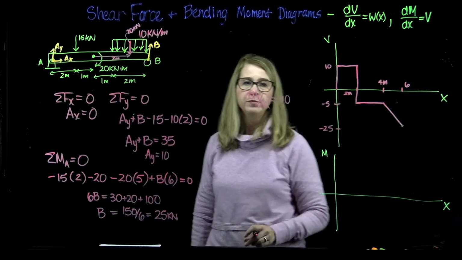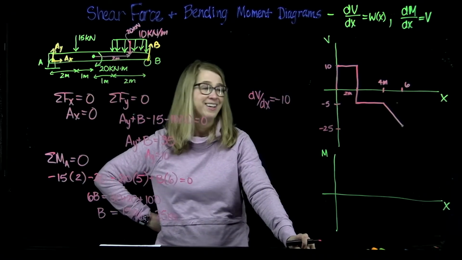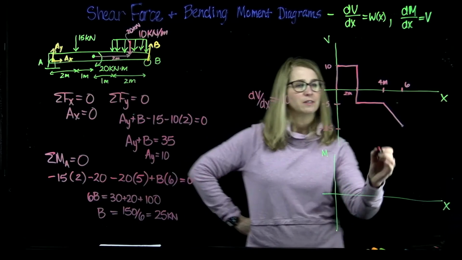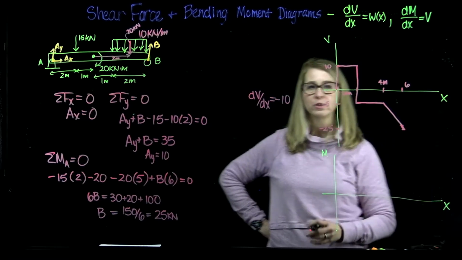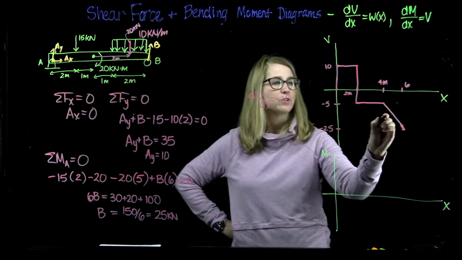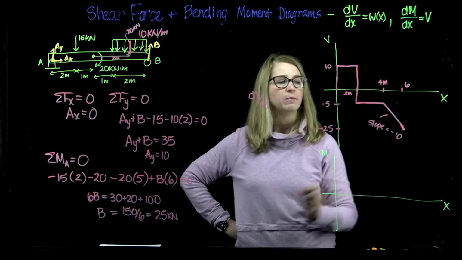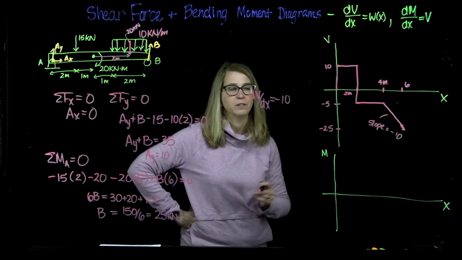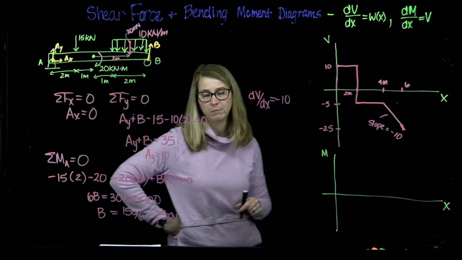So yeah, this isn't drawn to scale, but you know what? I'm doing my best. And so it doesn't even look like it's equal, but right here, it goes to -25 because the slope here is -10 because that's the value of W. W is negative because it's pointing down.